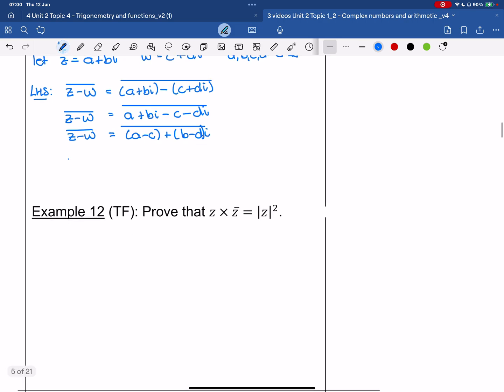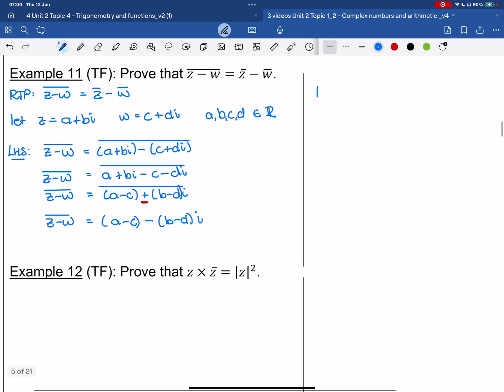Now what I'm going to do is conjugate. So that means I'm going to change the sign in front of my imaginary components. So the conjugate of z minus w becomes a minus c minus b minus d i. All right, let's have a look at the right-hand side.